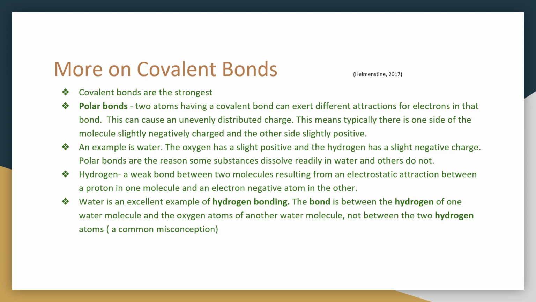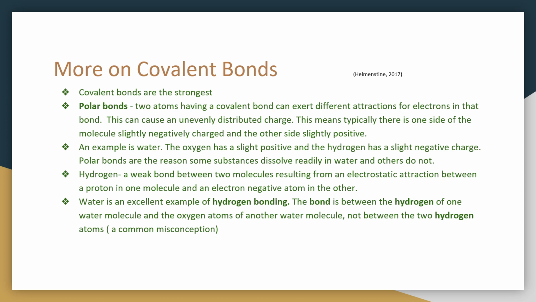Hydrogen bonding is a weak bond between two molecules resulting from electrostatic attraction between a proton in one molecule and an electronegative atom in the other. Water is an example of hydrogen bonding. Just know that a hydrogen bond is a weaker bond. It's weaker than a covalent or an ionic bond, and it takes less energy to break.